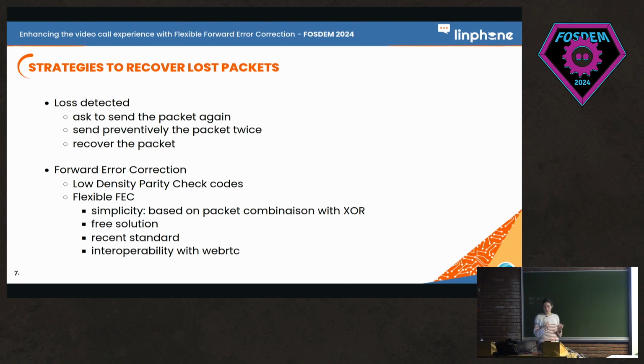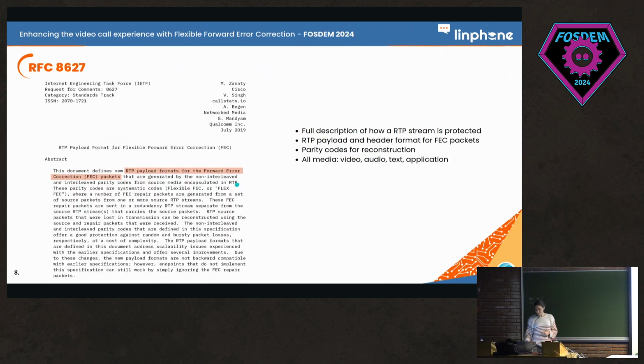There are several algorithms, for example, the low density parity check codes, and there is the flexible forward error correction. That is the method that we choose because it's really simple. It is based on the combination of the packets with an exclusive OR operation, and it is free, there are no patents. It is a recent standard. It has been, for example, developed in WebRTC, so we can be interoperable with it.